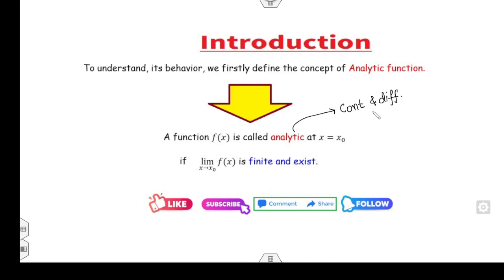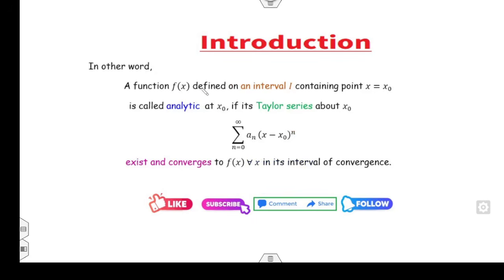Once you know the function is continuous and differentiable, then you can write any function f(x) with the help of the Taylor series. Taylor series means you can expand in terms of the power series. In other words, any function f(x) is said to be analytic if you can write it in terms of the Taylor series, and the Taylor series exists and converges to f(x).